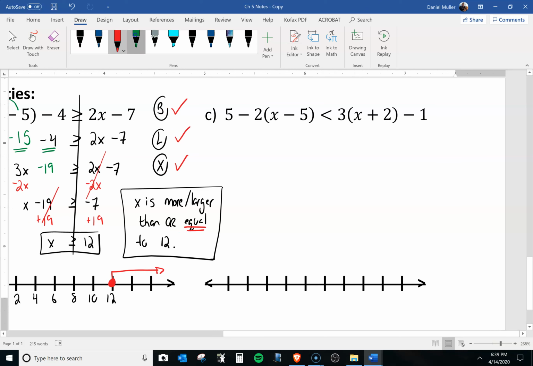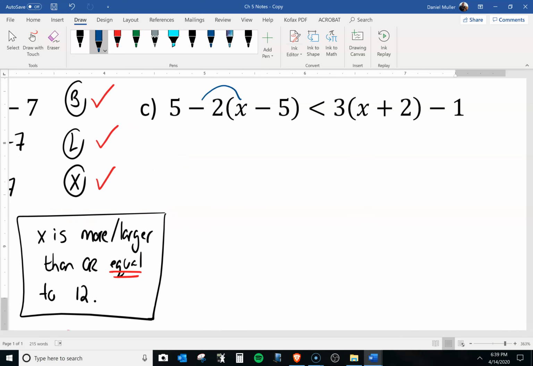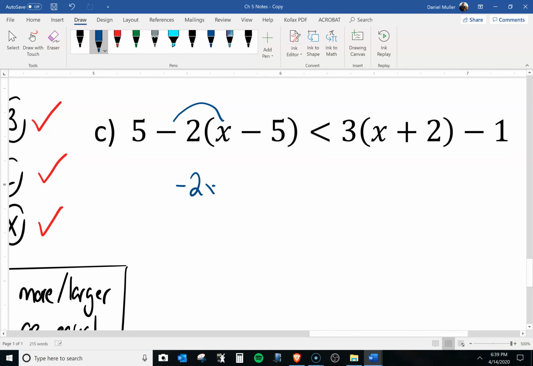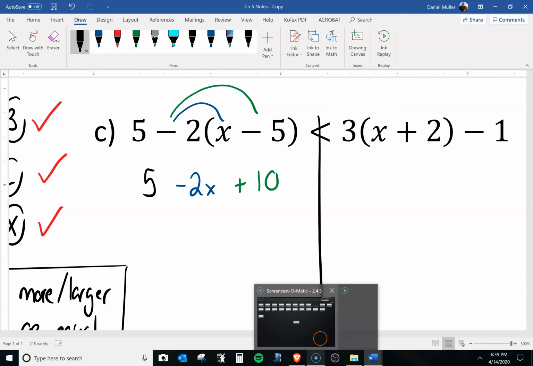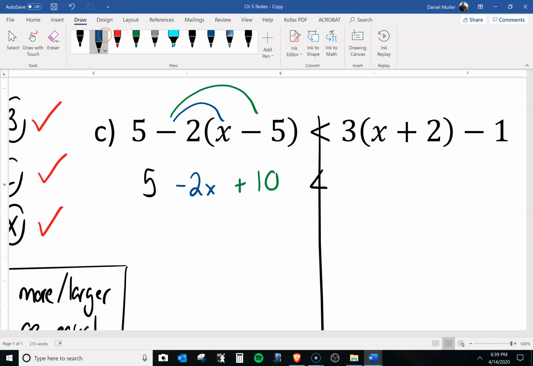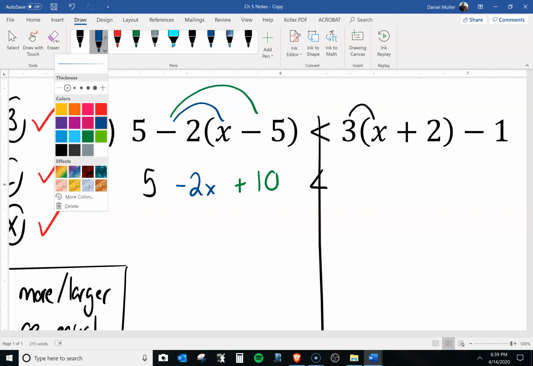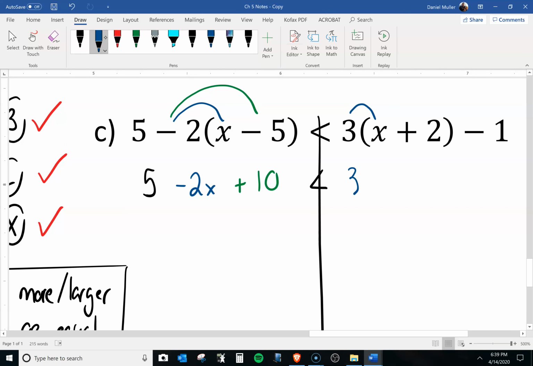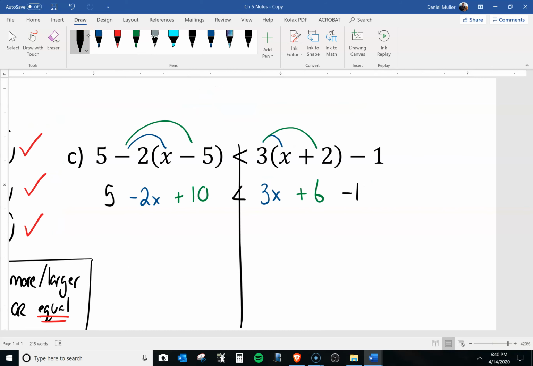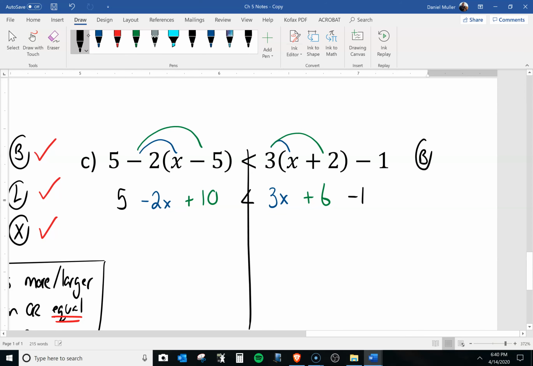Now, C. I see 2 brackets. So I have a negative 2 times x, which is a negative 2x. And I have a negative 2 times negative 5, and negative times a negative is a positive, and 2 times 5 is 10. And there's a 5 that was there, and there's our symbol. And I see another bracket, so 3 times x will be a 3x. And 3 times 2 will be a positive 6. And there's a minus 1 there. So that was our bracket step.